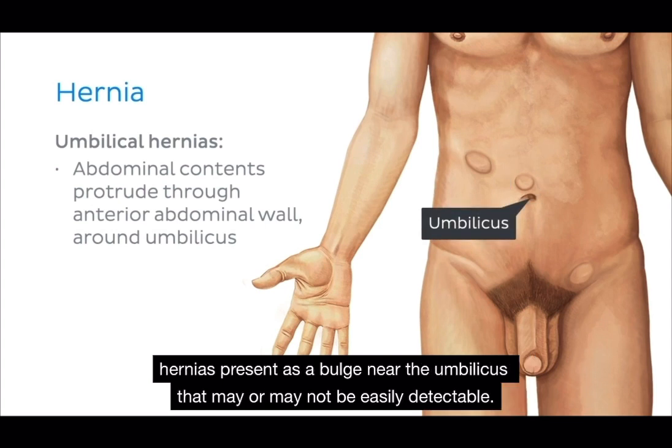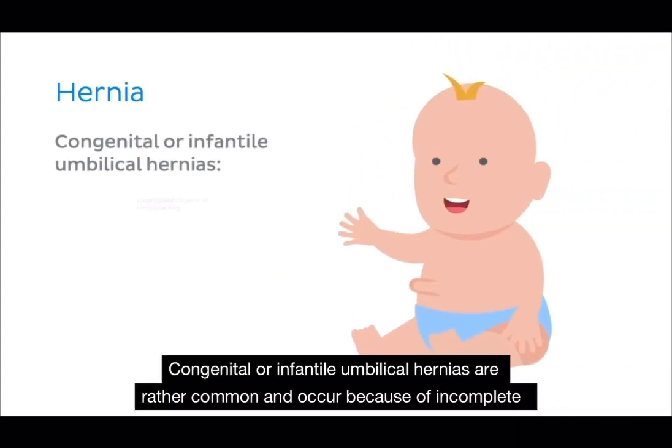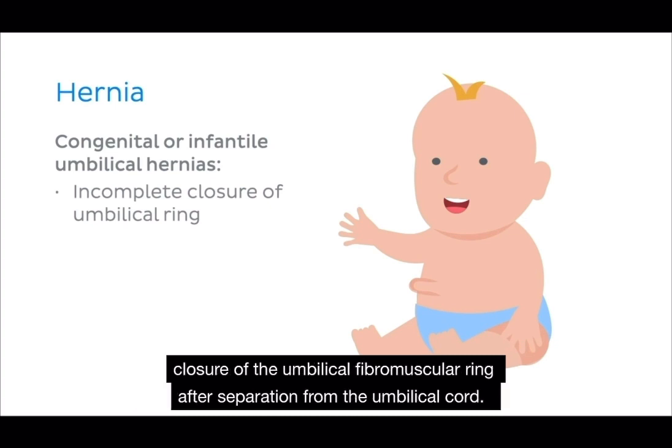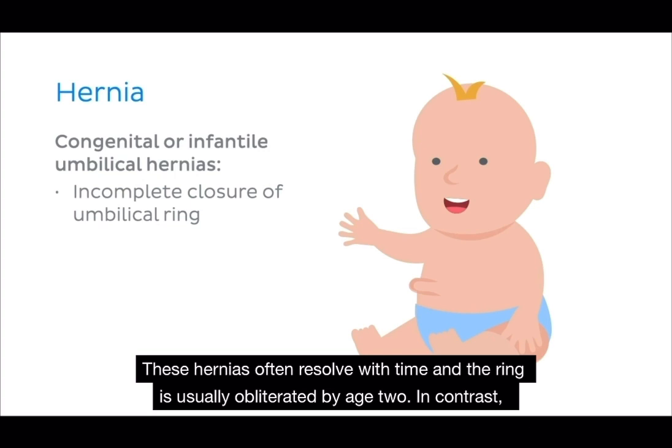Clinically, umbilical hernias present as a bulge near the umbilicus that may or may not be easily detectable. Congenital or infantile umbilical hernias are rather common and occur because of incomplete closure of the umbilical fibromuscular ring after separation from the umbilical cord. These hernias often resolve with time, and the ring is usually obliterated by age 2.